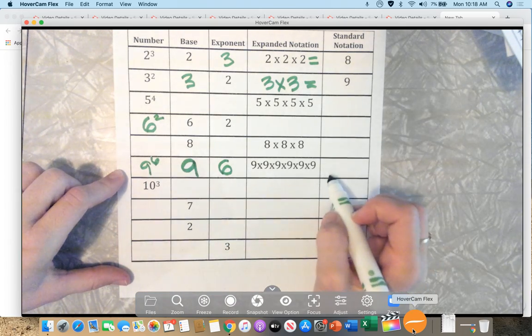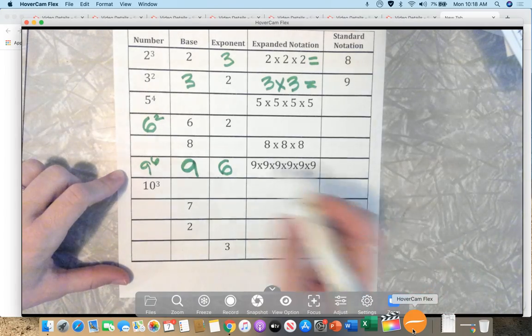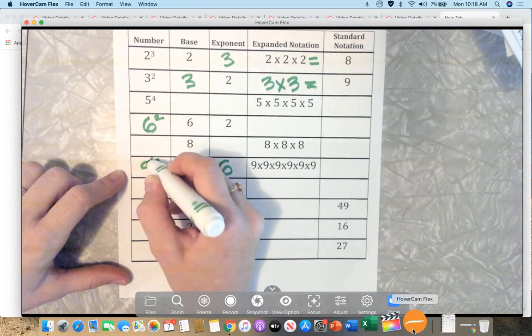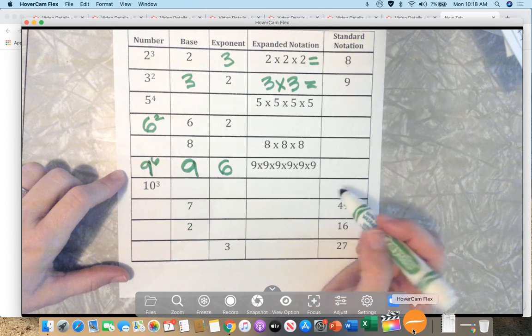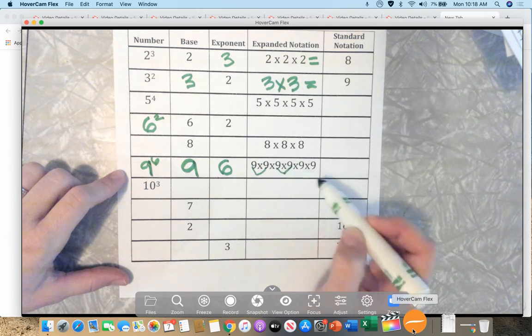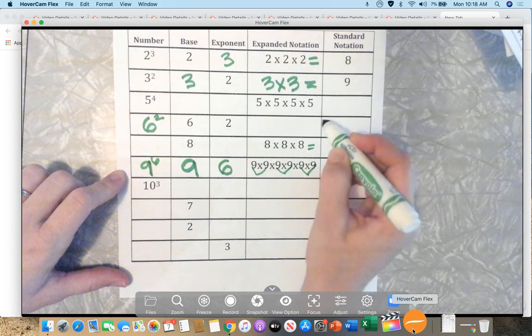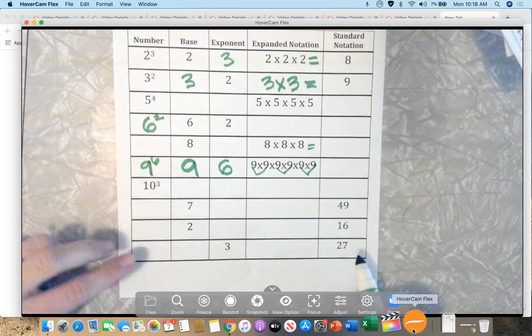And then I want you guys to solve what that is over here. If you need to use a calculator, that's fine for this activity because that's a really big number. But if you multiply this out, it would be 9 times 9 times 9 times 9 times 9 times 9. And then solve it. What does that equal? Okay, let me go down to one down here.